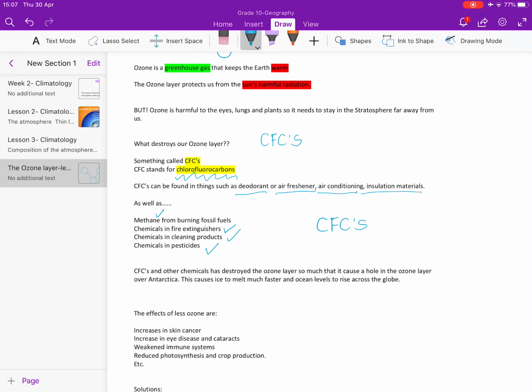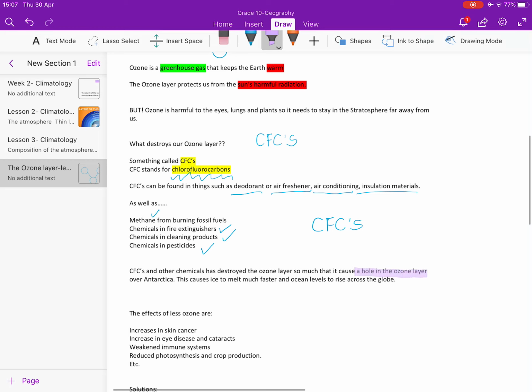All these products contain CFCs. So CFC, just a reminder, stands for chlorofluorocarbons. Okay, so the CFCs and other chemicals have destroyed the ozone layer so much that it has caused a hole in the ozone layer over Antarctica. This causes the ice at Antarctica to melt much faster. And what happens to ice when it melts? So here we have a block of ice. When it melts, it becomes liquid. So it becomes liquid, meaning it falls into the ocean, and this causes the ocean levels to rise across the globe, but we feel it specifically in South Africa and Australia.